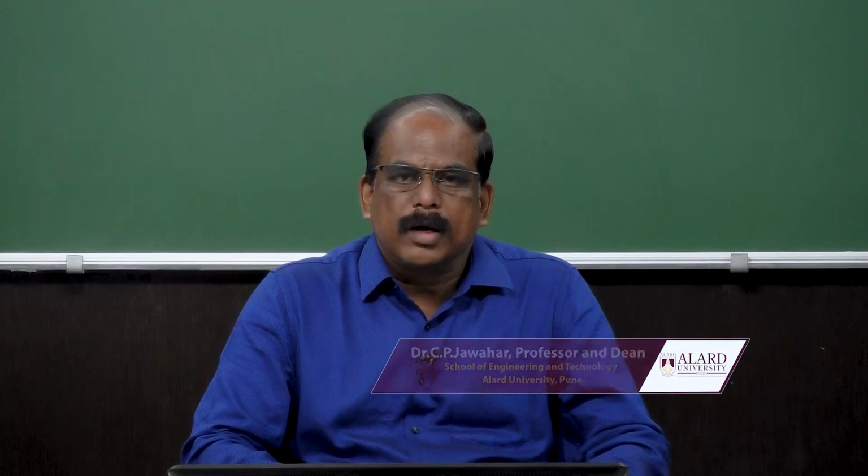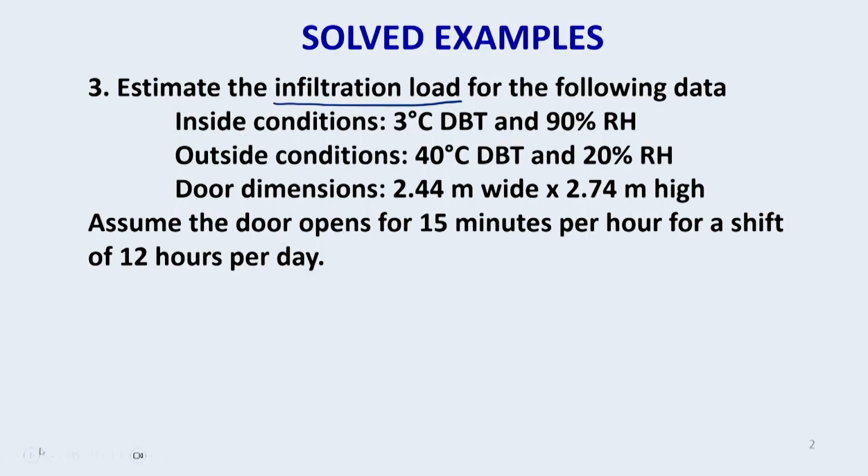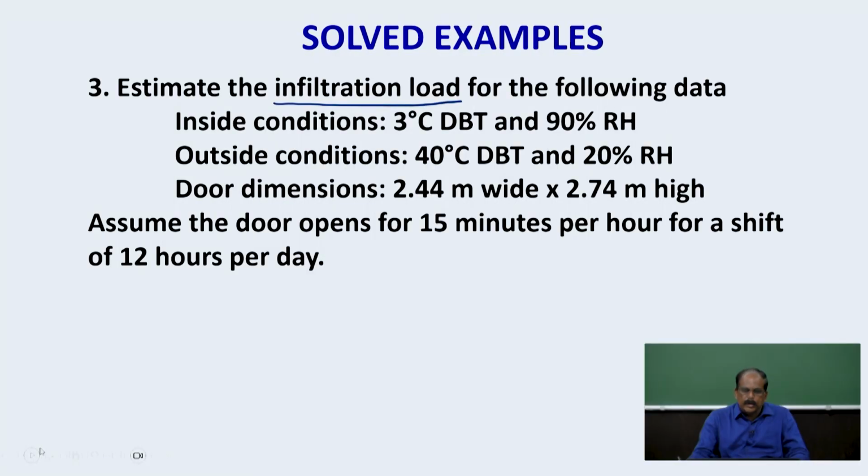Welcome back to lecture number 22, part 2. We will continue with the numerical problems. In part 1 of lecture number 22, we solved two problems pertaining to the product load. In one problem, we calculated the sensible heat load above freezing, below freezing, and also the latent heat load. Since that product was chicken, there is no respiration load. So Q4 is equal to 0.